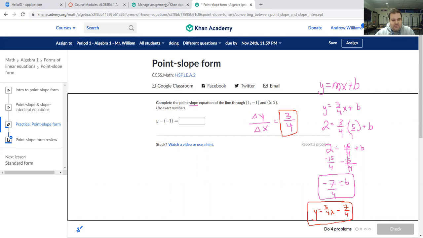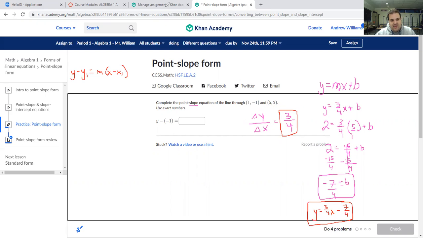All right. And so here's the equation for point slope form. I'll leave that stuff there. The equation is y minus y1 equals m times x minus x1. The key is that you're going to need a point. In a point, it doesn't matter which point you choose. We'll just choose 5 and 2.